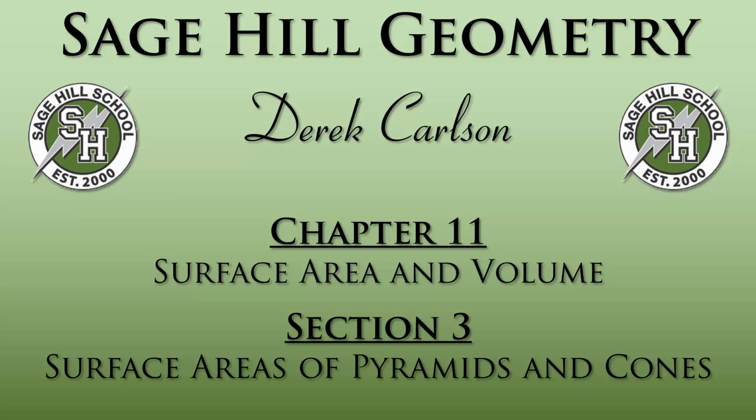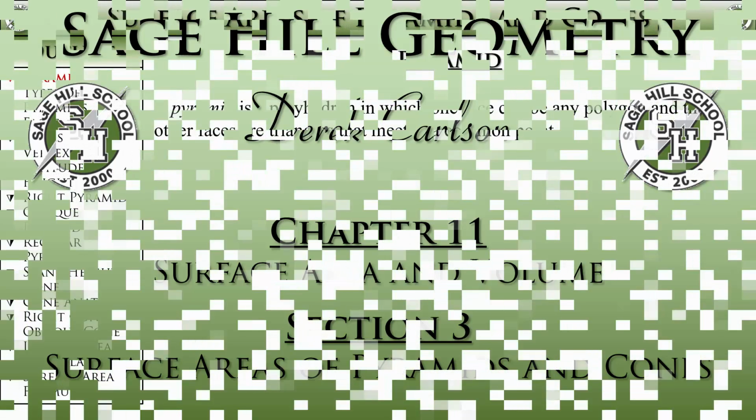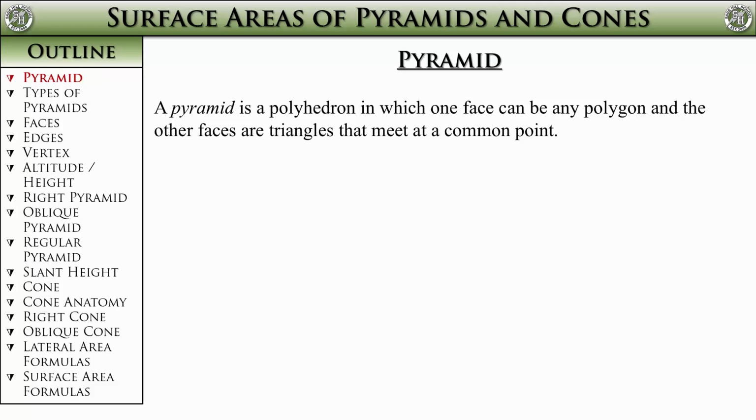In this section we look at the next two polyhedrons, pyramids and cones. We will start off with pyramids. A pyramid is a polyhedron in which one face can be any polygon, and the other faces are triangles that meet at a single common point. That's the official definition, but you probably already know what they look like.